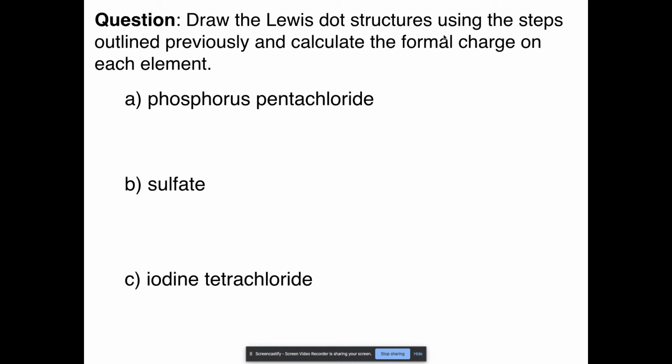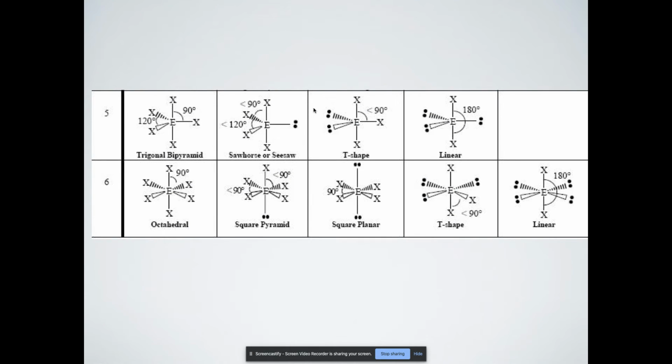Now, let's draw some Lewis dot structures using the steps that we just outlined. And we're going to calculate the formal charges on the elements. But for now, let's just go with figuring out what the Lewis dot structure actually would be for these. So I have phosphorus pentachloride, right? So that means that you should attempt those ones.